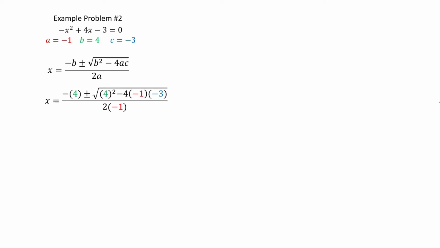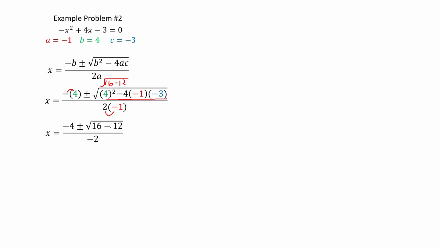First, we will solve the inside of the square root, which is here. So 4 times 4 is 16. Negative 4 times negative 1 will be positive 4, times negative 3 equals negative 12. This will be the square root. And negative 4, this will be negative 4. And here is negative, this will be negative 2. It's like here.